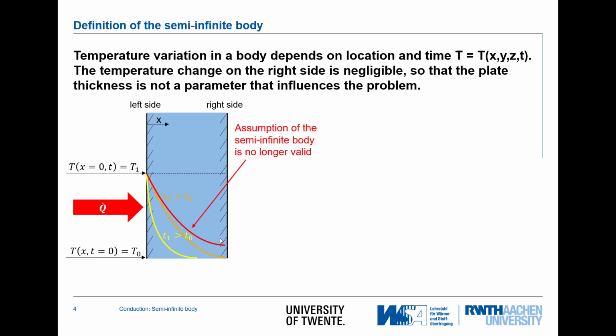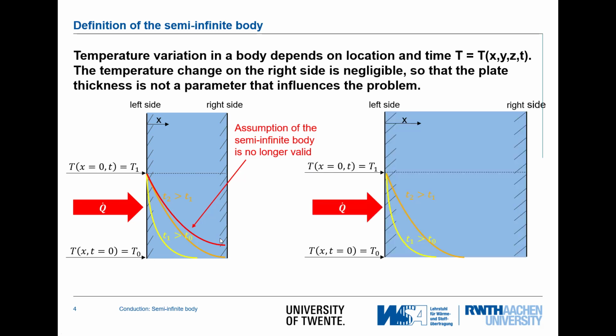If we compare this now to a thicker wall, we can see that the yellow and the orange curve are exactly identical. So the thickness of the wall has no influence on the solution of the problem. And here, for the thicker body, also at the time for the red graph, we have a valid assumption of the semi-infinite body.